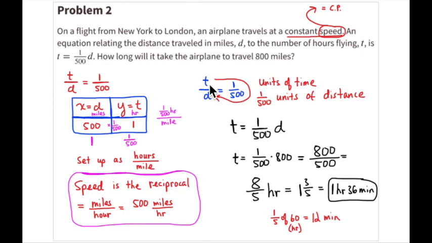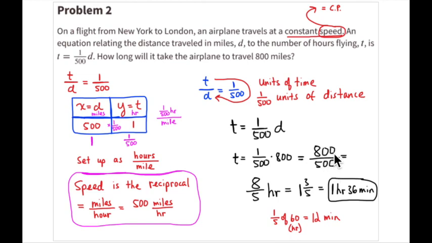So the amount of time that you travel is going to be a lot smaller number than the number of miles you travel. That makes sense. You travel 800, 900 miles in a few hours. Okay, the units of time are 1/500th the units of distance. So then you can rewrite that as time is equal to 1/500th the units of distance. Well, they give you the units of distance. They tell you it's 800 miles. So time is equal to 1/500th of that 800. That's 800 over 500, which is the same as 8/5.